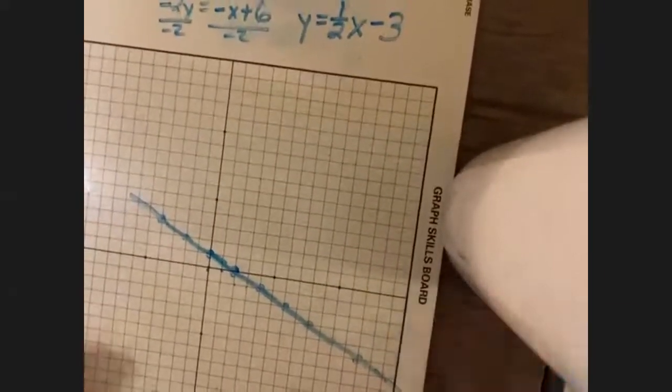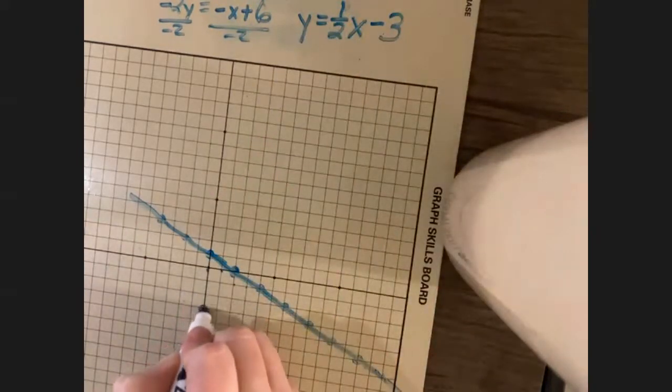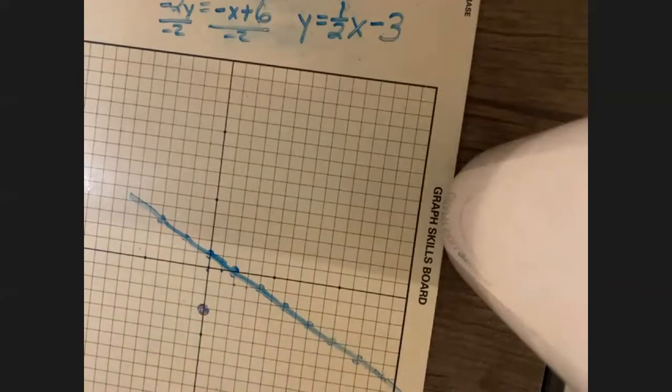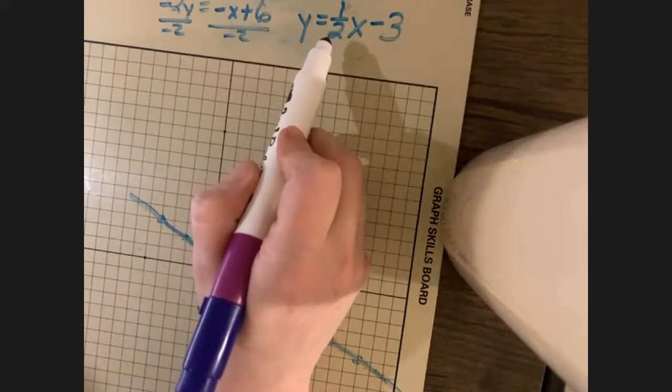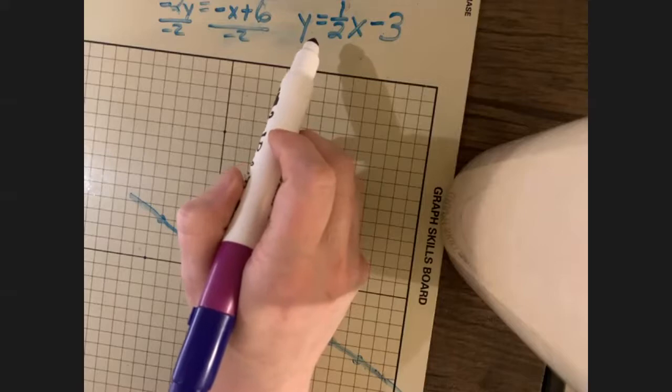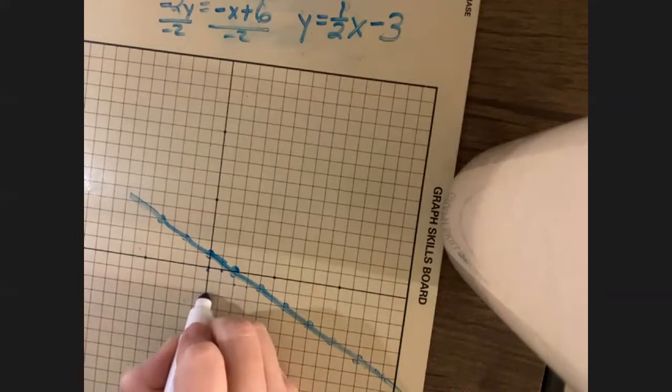All right, now I need to graph this other one. This one's going to start at negative 3, so 1, 2, 3. And then this one's positive, so I'm going to go up 1, right 2. When we're doing the graphing stuff, me personally, if the slope is negative, I always put that with my rise. So I'm going down and to the right, or if it's positive, I'm going up and to the right. I like to always move toward the right-hand direction. Anyway, so I'm going to go up 1 over 2.